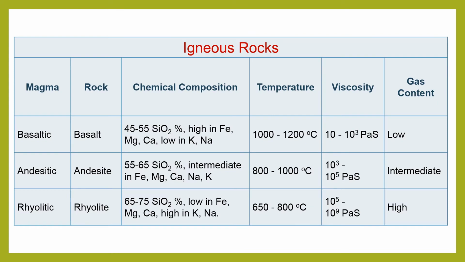And this is the summary table. You can tell from this table that we have the types of magma: basaltic, andesitic, rhyolitic, in the first column on the left. Then you have an example of one rock of each type of magma: basalt, andesite, rhyolite, and the chemical composition of each one of them, and the temperature, then viscosity, and the gas content. Notice here the gas content in rhyolitic is higher than any other type of magma.